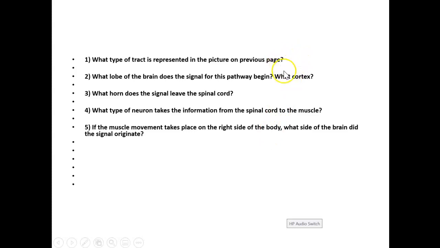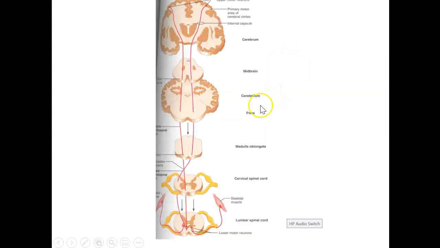So what I'm going to do is go through and answer these questions for this. If you look at this, you will see the arrows are going down. So that is a descending pathway, which means it's going to start in the brain, go down the spinal cord, synapse out, and then go out. This is a motor pathway. Descending pathways that start at the brain and go down are motor pathways or descending pathways.